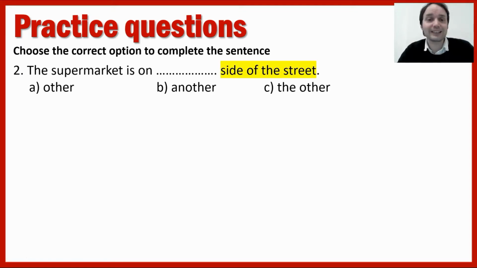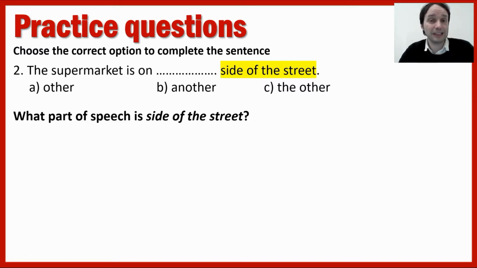So let's look at this phrase. It's not one word, it's a phrase, and we're going to talk about that now. Okay, so side of the street. Again, what part of speech is side of the street? And this is a little tricky, so think about this a minute. It is a noun, but specifically it's a noun phrase, because it's not one word, it's 4 words, yeah?